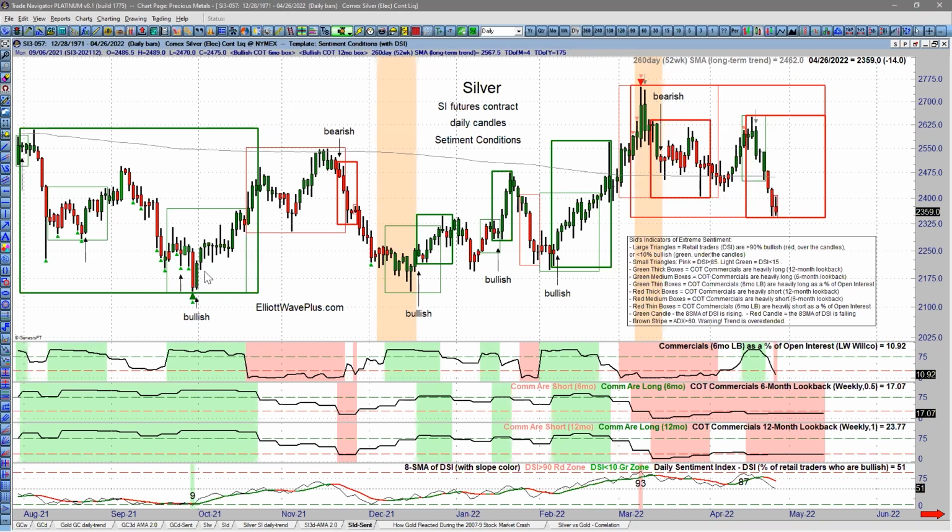But I think you can see when you get the green boxes, you can see when you get the red boxes. It's so visually easy for me. I've been looking at these for a while to see how the commercials are positioned just by looking at these boxes up here. But we also have these, which are handy, because once in a while you have a situation where they're heavily long, and then you start to see a little change of behavior, and that can be meaningful.